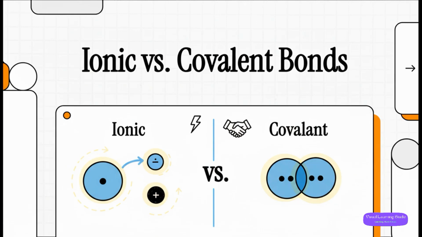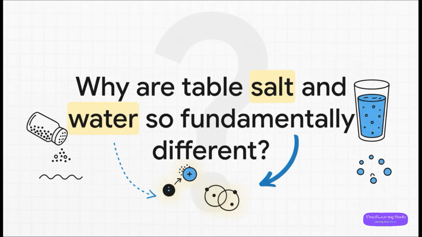Let's talk about the invisible glue that holds pretty much everything together, chemical bonds. And forget just memorizing the terms. By the end of this, you're going to actually see the fundamental difference between the two big ones, ionic and covalent. I mean, really, stop and think about that for a second.